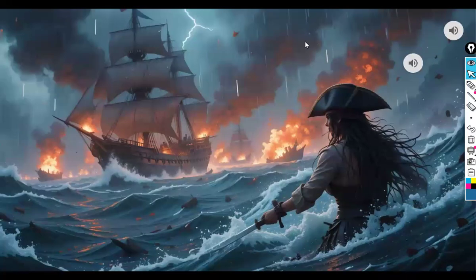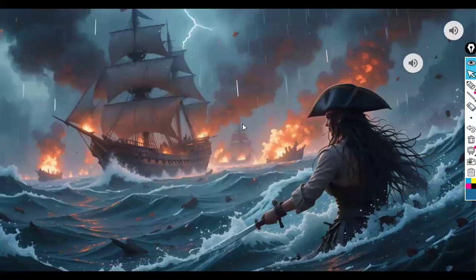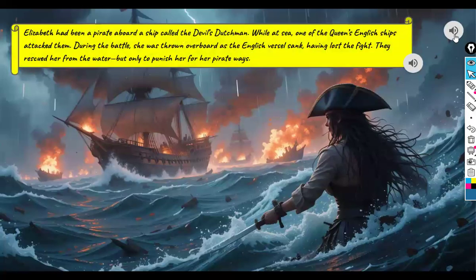All right, so let's see Elizabeth's story. So she's telling you her story now. See a little pirate ship there. So let's see what's going on with her. Elizabeth had been a pirate aboard a ship called the Devil's Dutchman. While at sea, one of the Queen's English ships attacked them. During the battle, she was thrown overboard as the English vessel sank, having lost the fight. They rescued her from the water, but only to punish her for her pirate ways. Right, so it seems Elizabeth was a pirate on the English quarter, right? Not out of sympathy, but because she's a criminal, and well, criminals get punished, right?